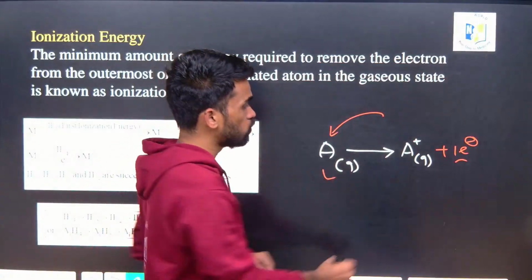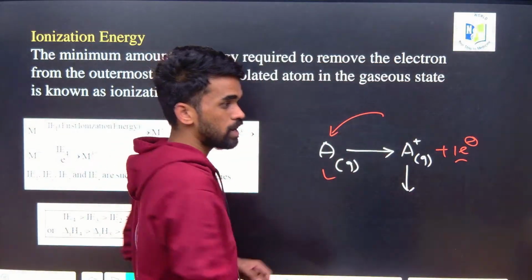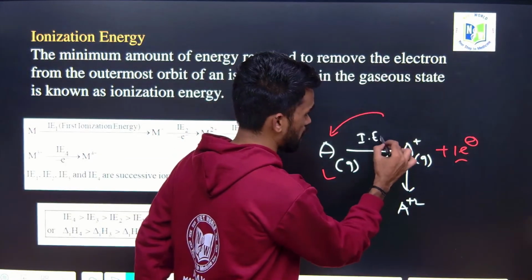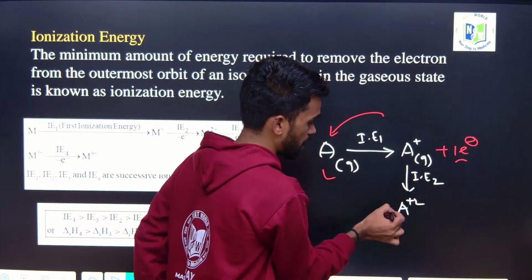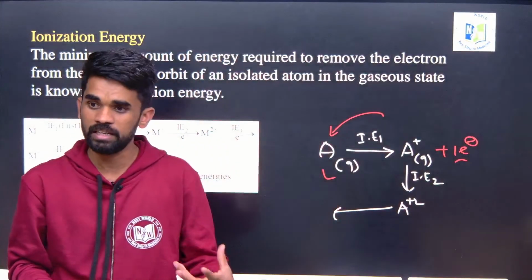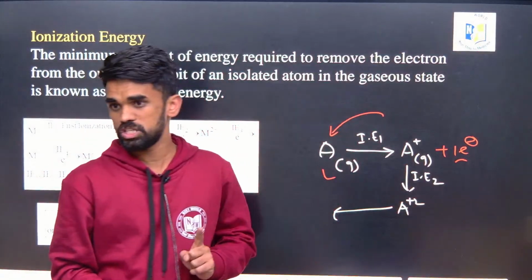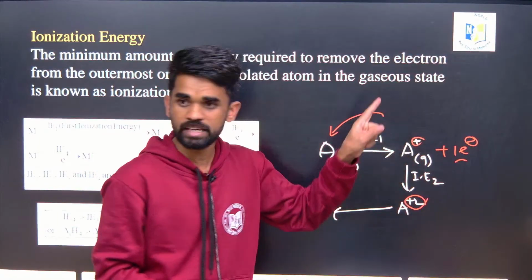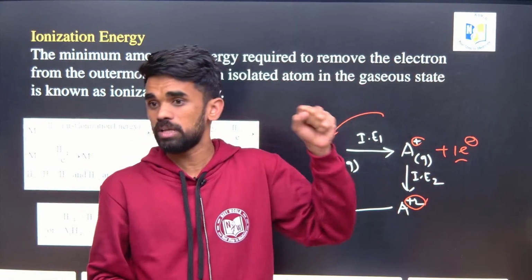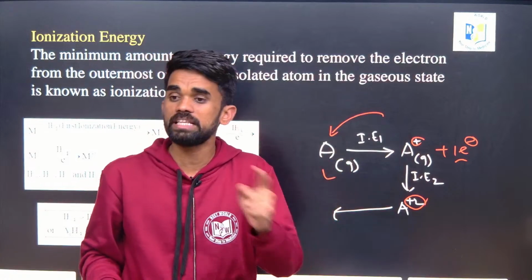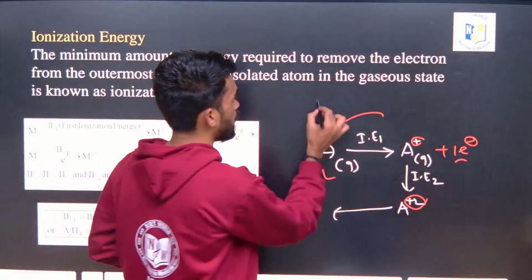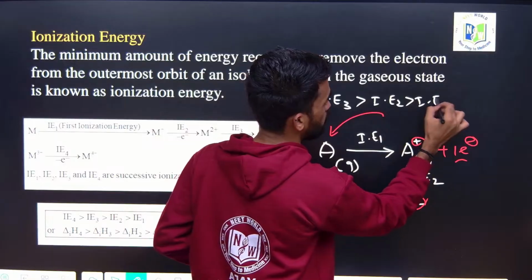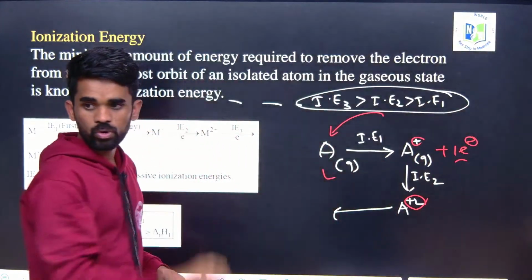So now if I remove one more electron from here, it will become A plus 2. So you should call this IE1 and this IE2 like this. If I remove one more electron, IE3. So like that we have successive ionization energies. Always remember, as positive charge increases on that cation, it is very difficult to remove the electron. Therefore successive ionization energy increases. So IE3 will be greater than IE2, greater than IE1, and so on, okay. Always remember.